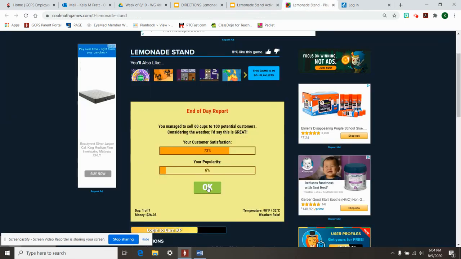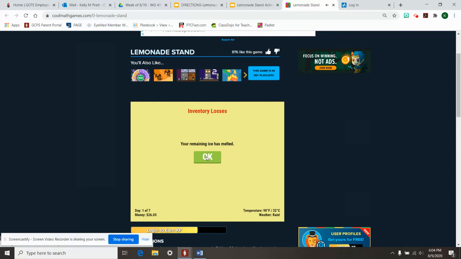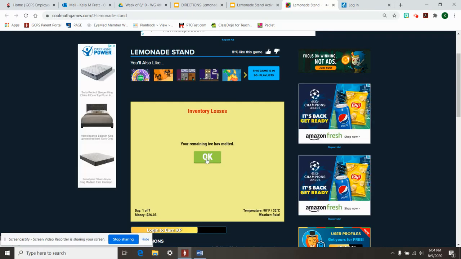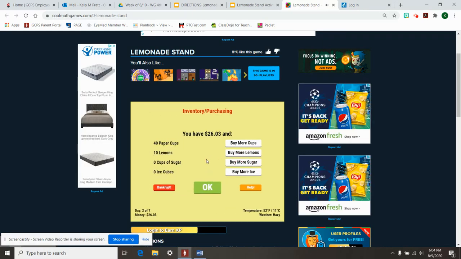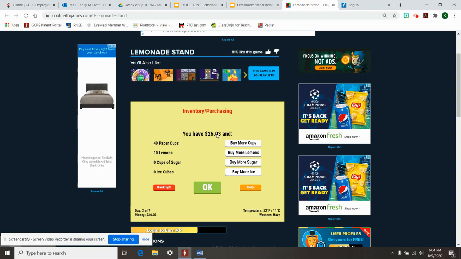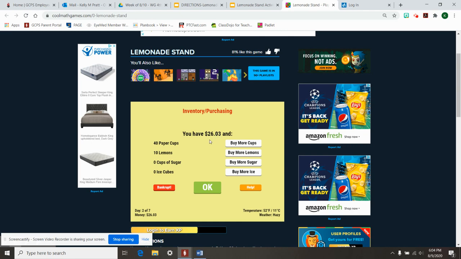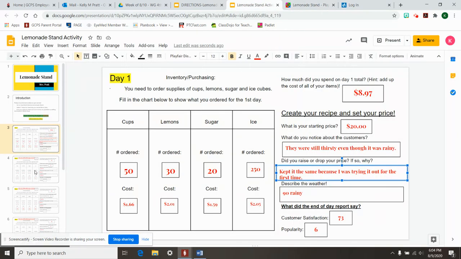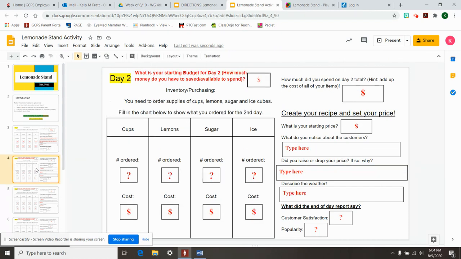I can go ahead and click OK, and it says my remaining ice has melted. Darn. But I made money. Look at that. I made $6.03. So I went from $11 up to $26. Okay, so that shows me how much money I have made. So this amount right here is where I'm going to go back and look in my slide. I'm going to go to day 2 because I'm ready to start day 2.